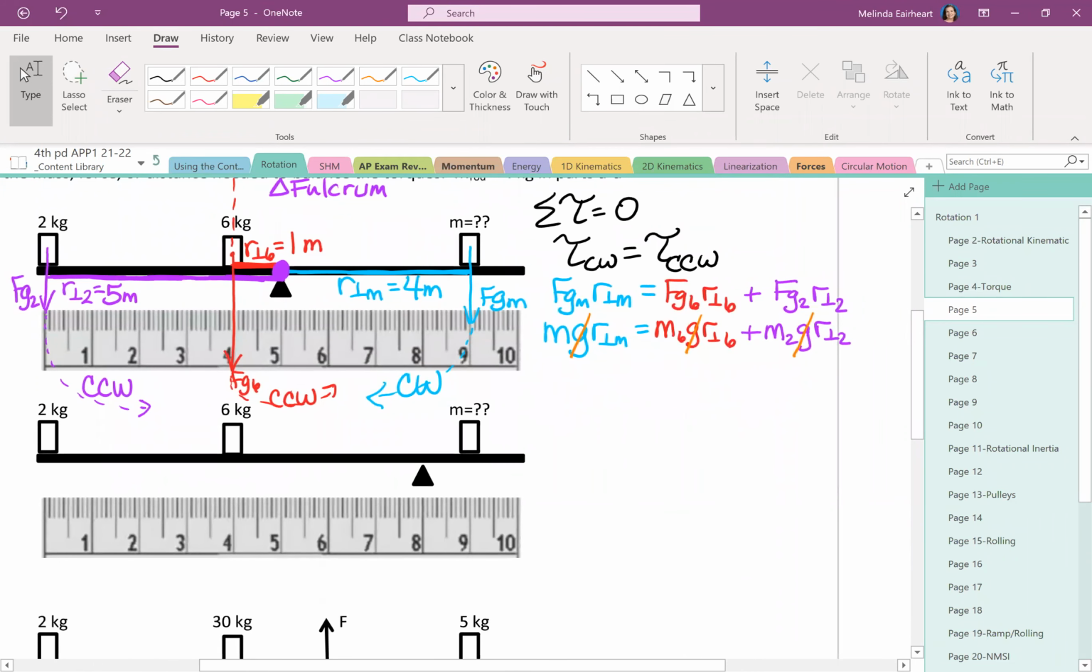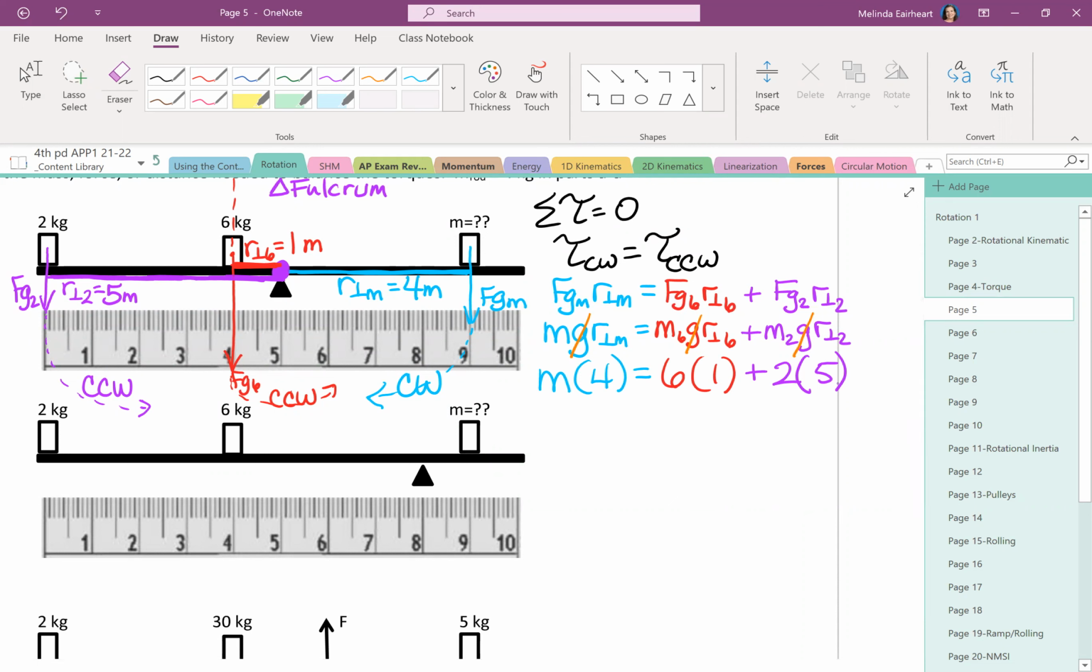Now we can plug and chug our numbers. And so I'm going to start with the blue. Our mass of the blue is what we're trying to find. Its lever arm is 4. Red has a mass of 6 and a lever arm of 1. Purple has a mass of 2 and a lever arm of 5. So this is why it's easier to figure out the actual force and the lever arms first, okay? But if you hadn't done that, you'd have to do it at this point.